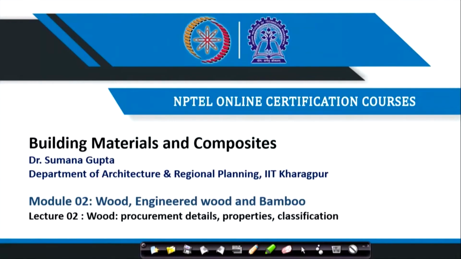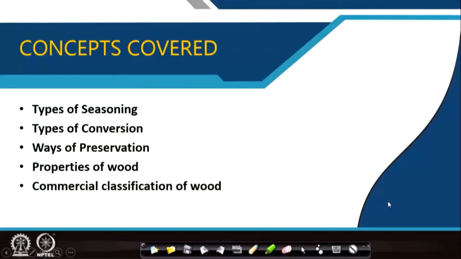of wood and the classification, not what are the types of trees, rather what are the different types of timbers commercially classified as. So, types of seasoning we will try to cover, as we know that seasoning is required very much because it is a natural material and it has to be weathered, it has to be kept exposed to the weather. So, we will look into the different types of seasoning.